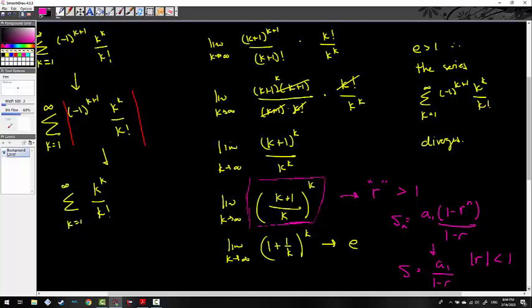So when it comes to the ratio test for absolute convergence, you really just need to test the absolute valued version of the series, and if you get a divergent series, then the whole thing just diverges. Let me show you the next problem.